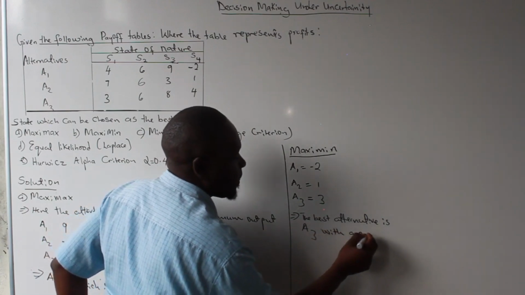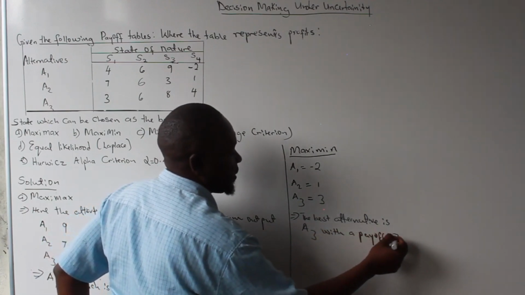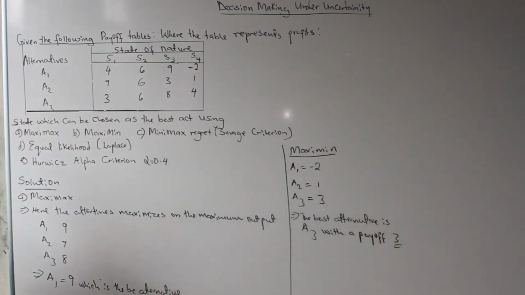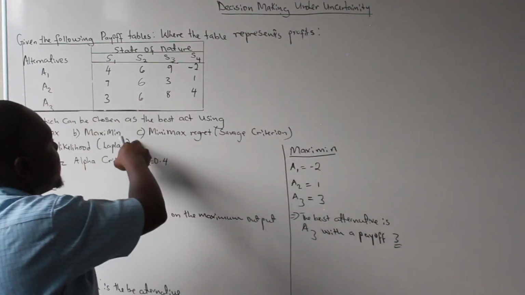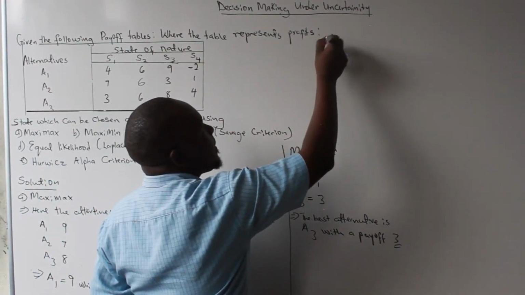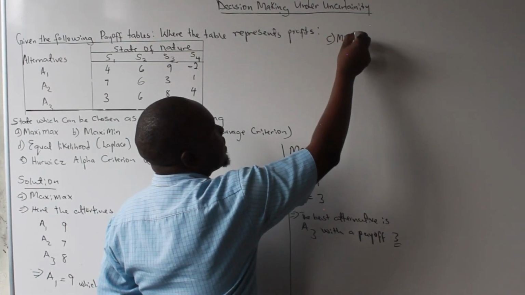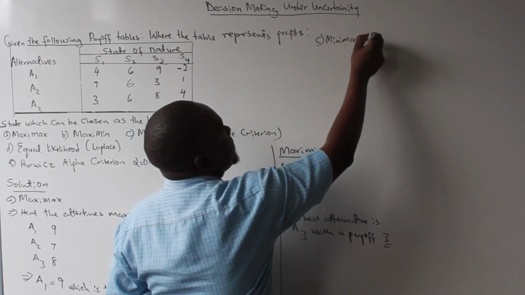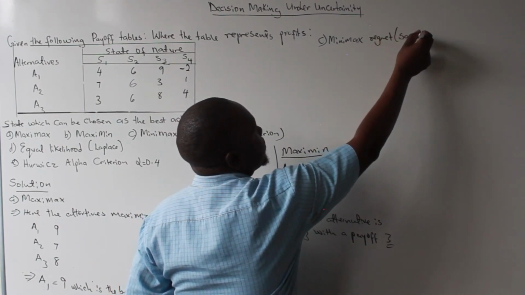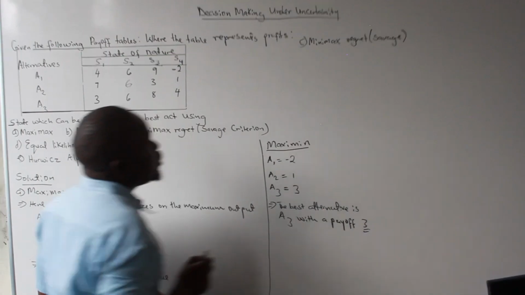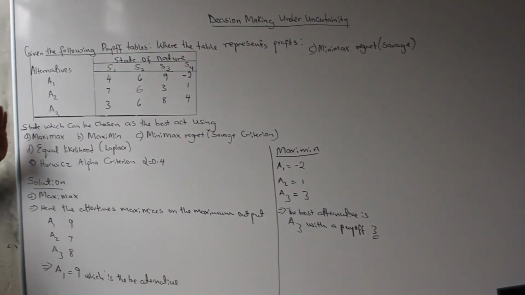Now, question number C, it was the minimax regret or the Savage. So we'll come here and say under C, minimax regret or Savage criteria. What you do here, you come into your table again.